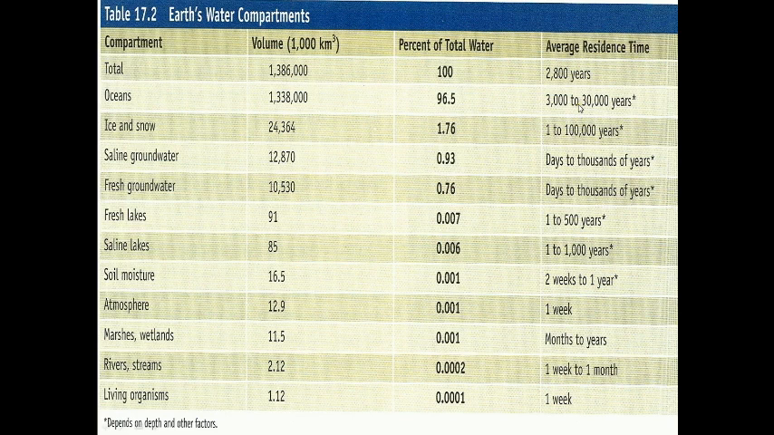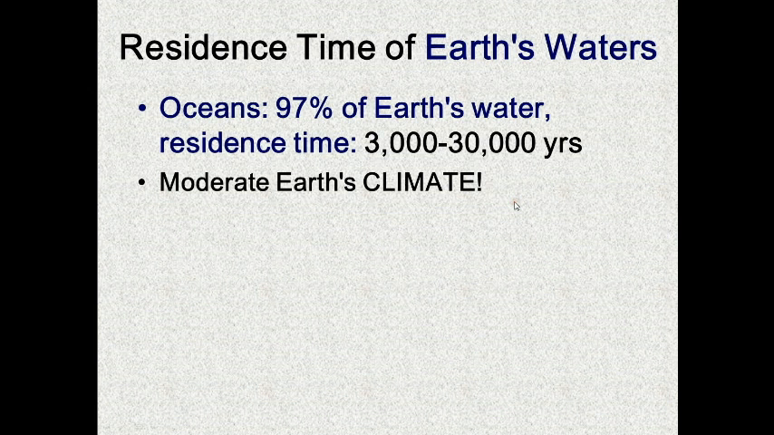So a molecule of water in the ocean could be there for 3,000 to 30,000 years. In ice and snow, it could be up to 100,000 years. It just depends. Right? Because the oceans have 97% of the Earth's water, and it stays there for so long, they are the things that moderate the Earth's climate.